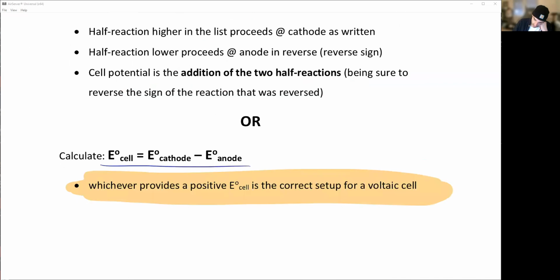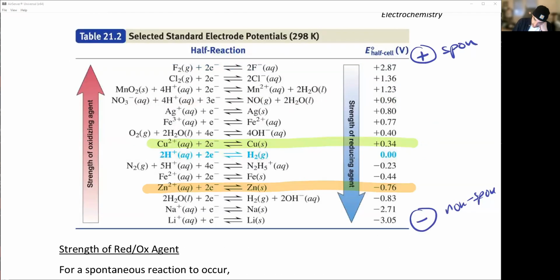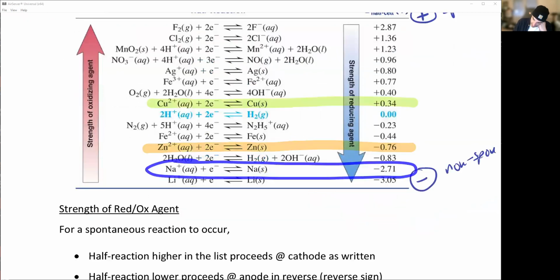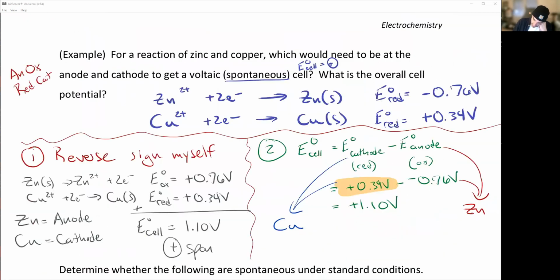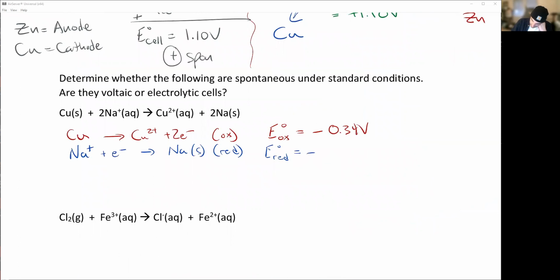So let's go look at our sodium up here. We see sodium is right here, negative 2.71 volts. I'm going to plug that in. I've already reversed the sign of the other one. When I add these together, I have my E cell. E cell is equal to what? Negative 3.05. And this is non-spontaneous as written.